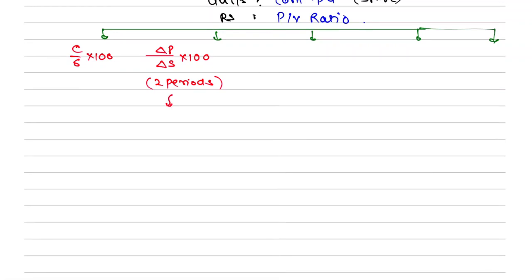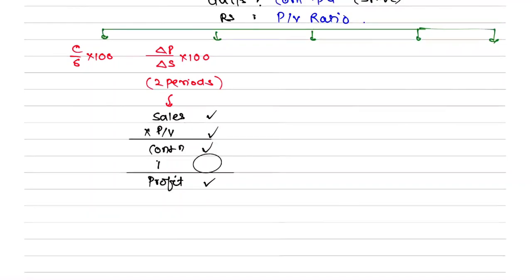Acha, I will do one thing. Question mein kabhi bhi jab ye diya rahega na, they will give you only profit and sales ka data. Acha, you know only sales ka data and you know only profit ka data. Tell me, but by applying this formula, what did you get? PV ratio. So once you do sales into PV ratio, see, this was given and this was given in the question. But by saying this change in profit upon change in sales, what did you get? PV ratio. In sales into PV ratio, what you will get? Contribution. Profit is already given in the question. So what will be your balancing figure? Fixed cost you can easily get.